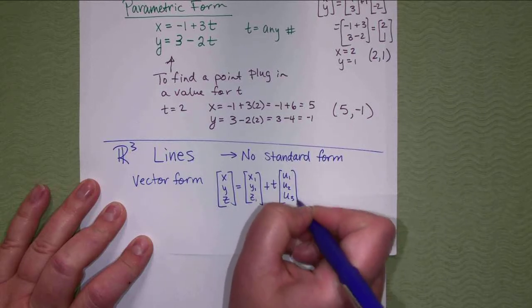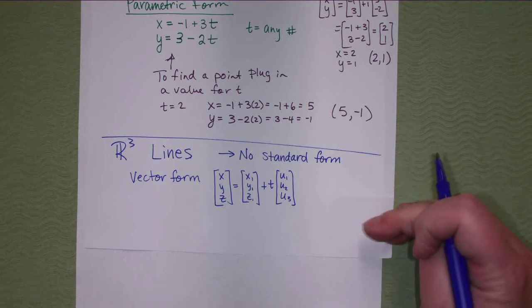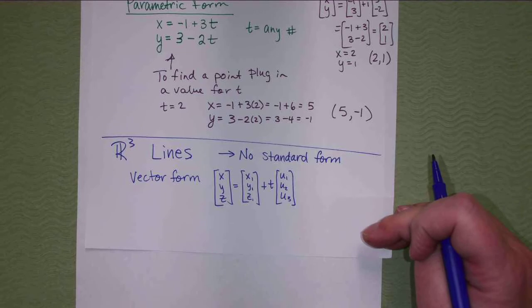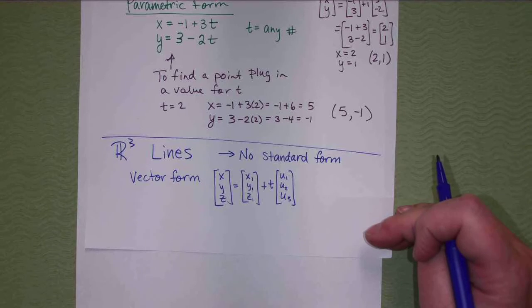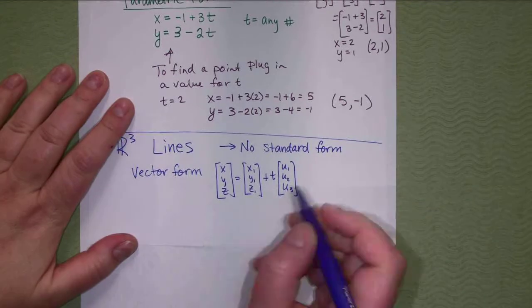Okay, no different. It's just that it has 3 numbers in the point and 3 numbers in the vector instead of 2. The other difference is that there's no such thing as slope. It's a direction. So you don't have that same relationship between the slope and the direction vector. You can't match them up because there's no such thing. And then parametric form would be what?